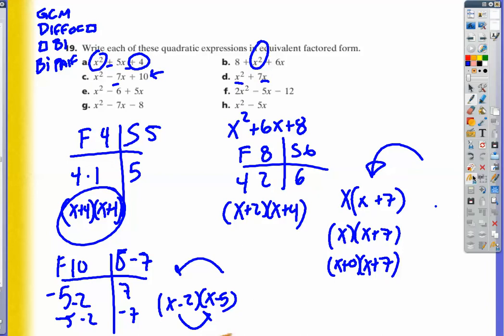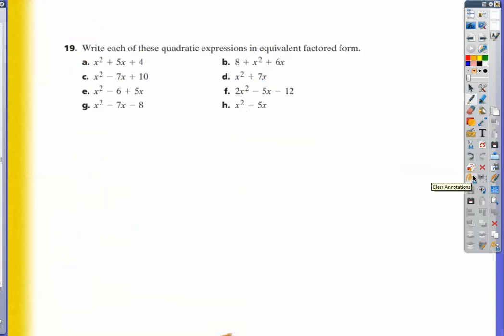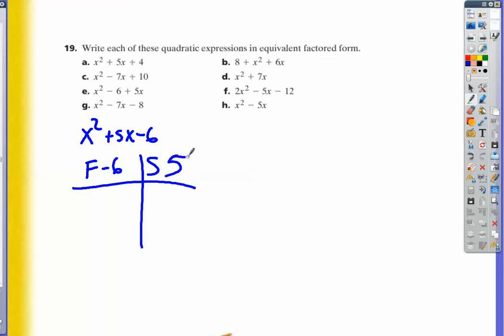All right, so for letter E, do we have a greatest common monomial? And the answer is no. But we do have it written out of order now. So let's write it in order. This is just a factor sum table. Again, we're looking for factors of negative 6 with a sum of 5. So I know that negative 1 times 6 is negative 6, and negative 1 plus 6 is positive 5. And there's my answer.